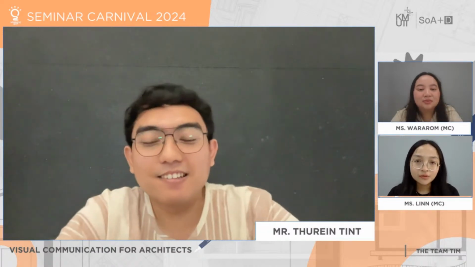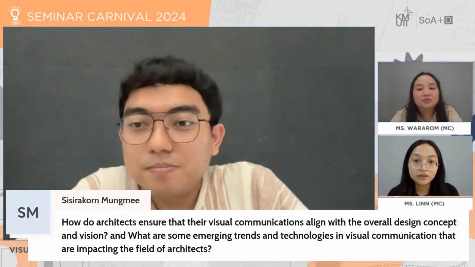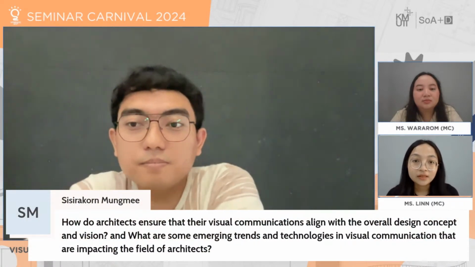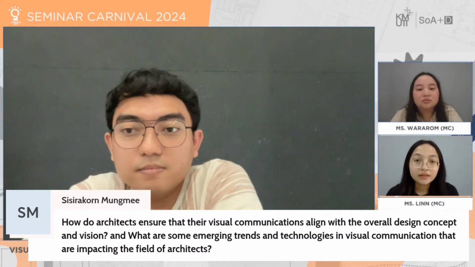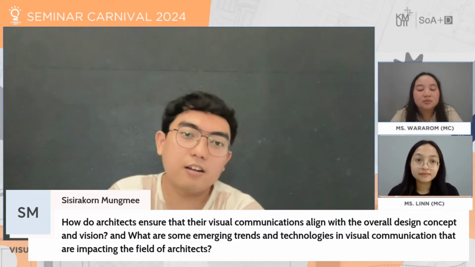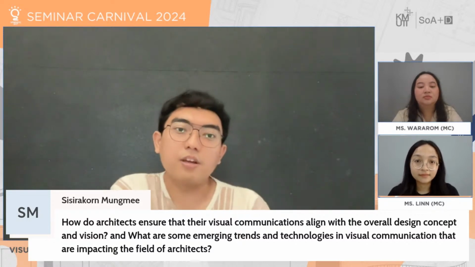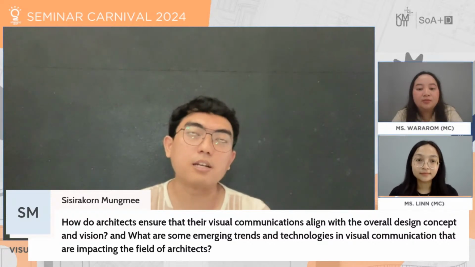Yeah, thank you. And another question is, how do architects ensure that their visual communication aligns with the overall design concept and vision? And what are some emerging trends and technologies in visual communication that are currently impacting the field of architects? Okay, the first question: how do architects ensure that? So I'll think of how you can ensure that the visual communication aligns with the overall design concept.